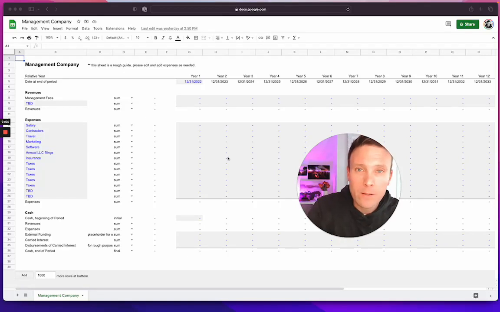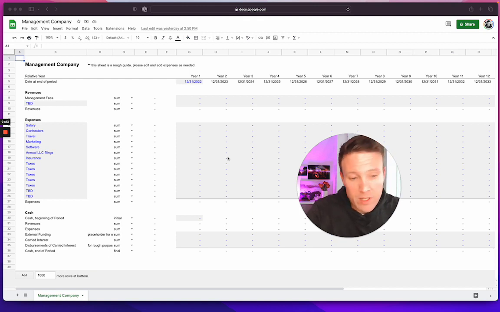Hi, I'm Taylor, and let's talk about how to build a model for a management company of a venture capital fund. Now, the key thing to remember is that the fund and the management company are two separate business entities. The fund is the entity that makes all the investments and hopefully gets proceeds from the investments back. And then the management company is the business entity that manages the funds.